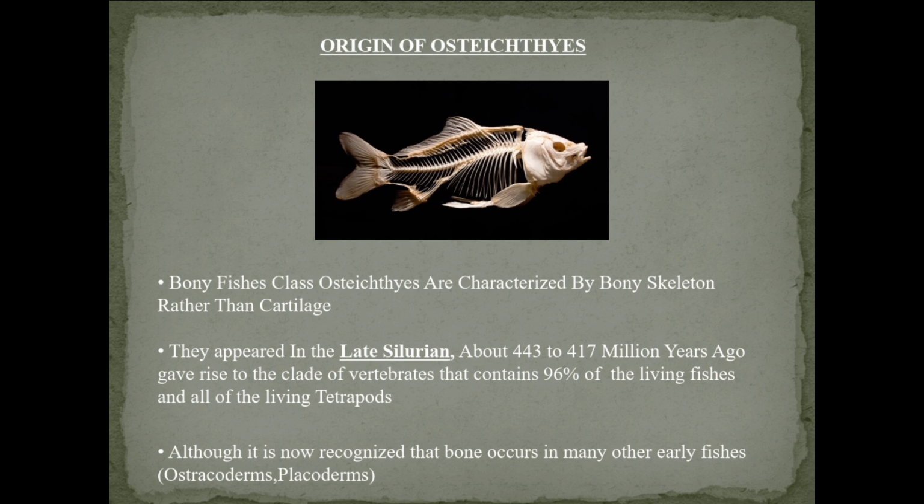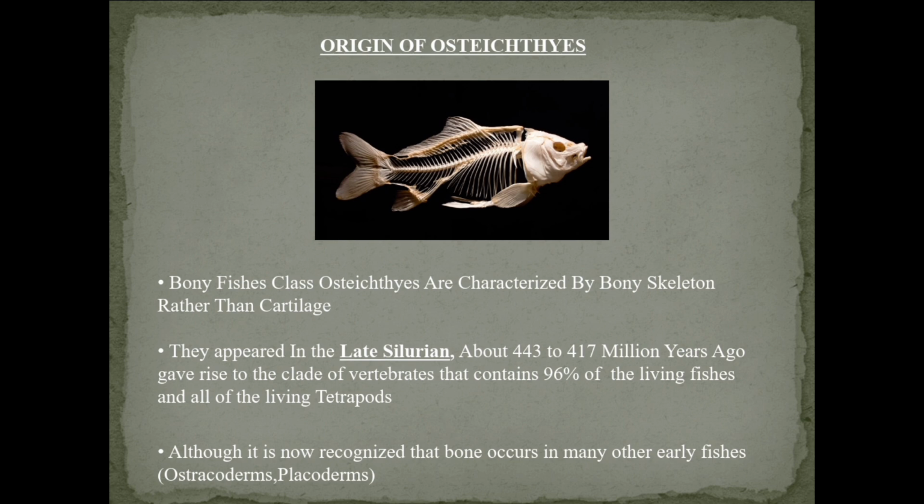Here the clade refers to the grouping of organisms that includes a common ancestor. It can be living or extinct. The clade of vertebrates consists of 96% of the living fishes and living tetrapods. Tetrapod means four-limbed animals, for example frogs, lions or turtles. Although it is now recognized that bone can be seen in many early fishes like ostracoderms and placoderms.